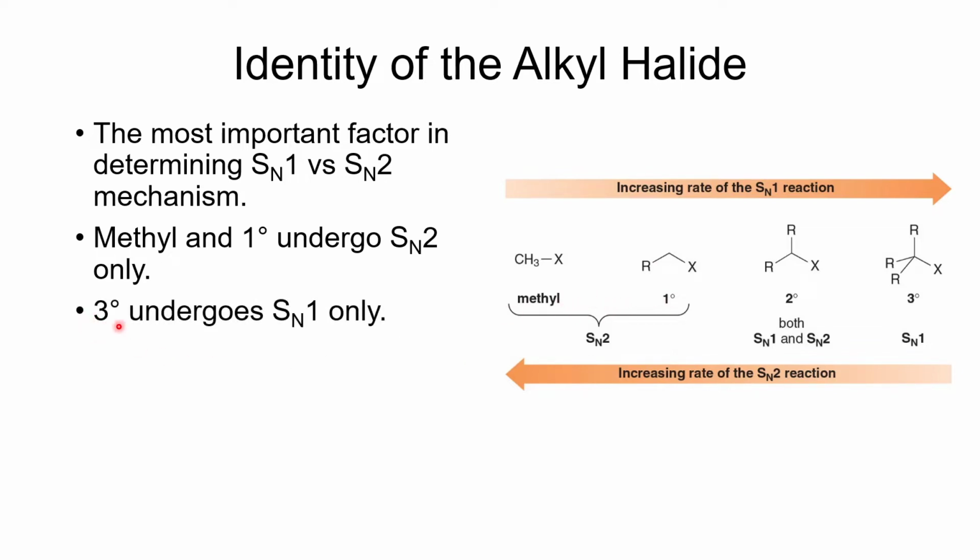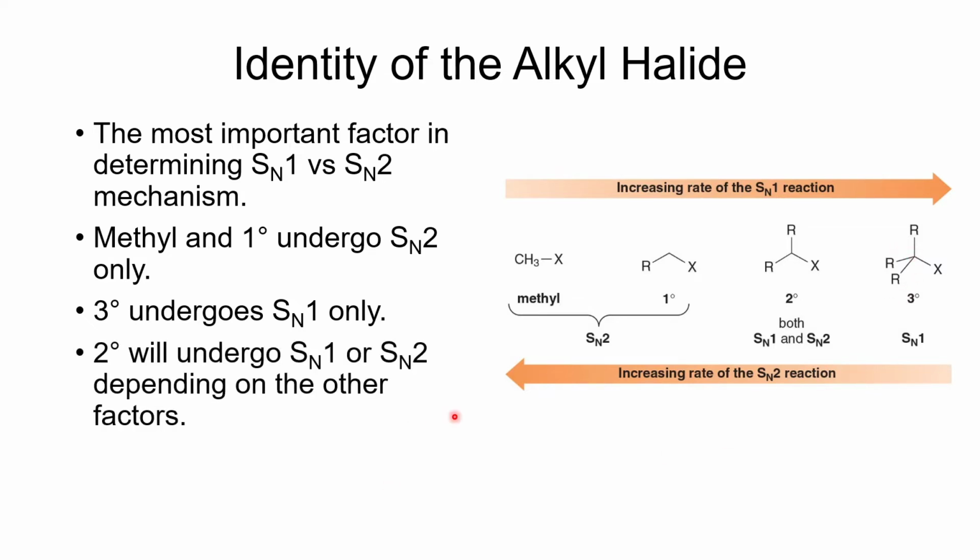Conversely, the tertiary alkyl halides are going to only undergo SN1. Because this alkyl halide is sterically hindered, we can't do that backside attack for the SN2 mechanism. The only real overlap here is with the secondary alkyl halides. With secondary alkyl halides, it's possible to do both the SN1 and the SN2. So when you have a secondary alkyl halide, you really need to look at the other factors to help you determine whether your reaction is going to go SN1 or SN2.